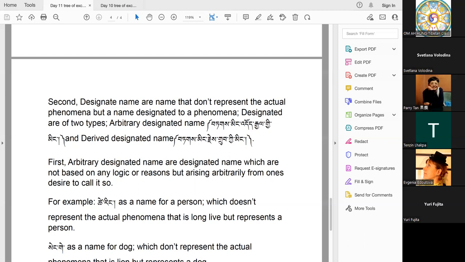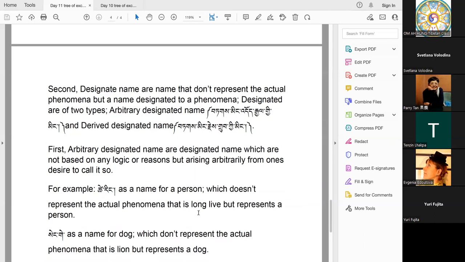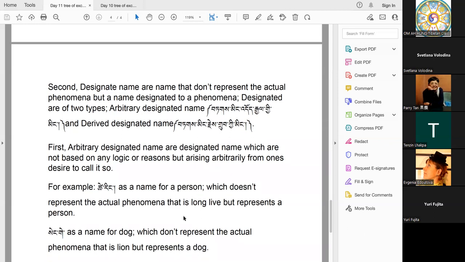So, for example, if we call a person Tashi Tsering, Tsering itself means long life. But when we call a person Tsering, it doesn't mean that that person is the actual long life, or it doesn't even mean that that person will live a long life. It's just a name that's given to that person.